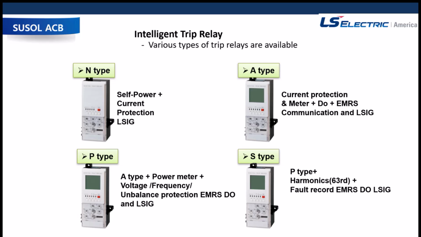Super type, S type, it's the P type plus. It does the harmonics to the 63rd and fault records of ERMS, and also has the digital outputs. And we're going to be moving off of this anyway. This is the older OCR, and later in this presentation, we're going to go over our new smart trip unit that replaces these old OCRs.